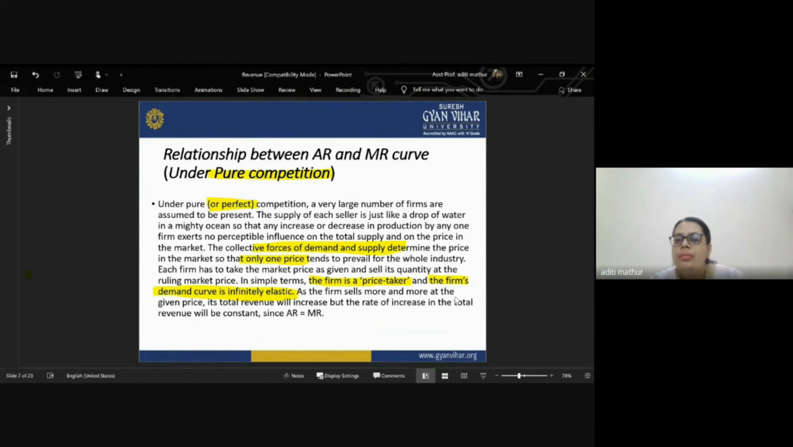As the firm sells more and more at the given price, its total revenue will increase, but the rate of increase in the total revenue will be constant, since AR is equal to MR. So the point to be taken into consideration here is that in perfect competition, the firms are price takers, and the market forces of demand and supply determine the market price at which the goods have to be sold. Over here, your AR is equal to MR is equal to price.